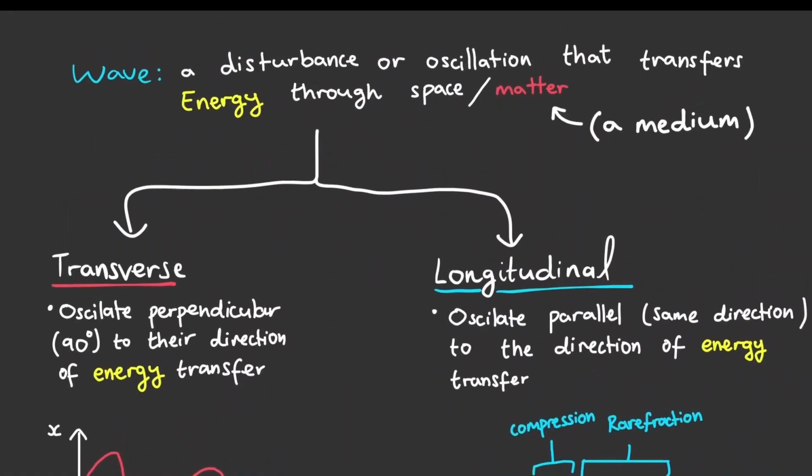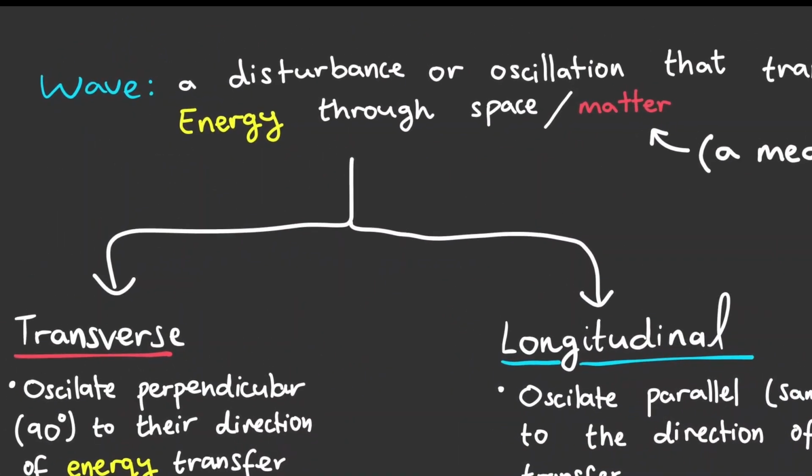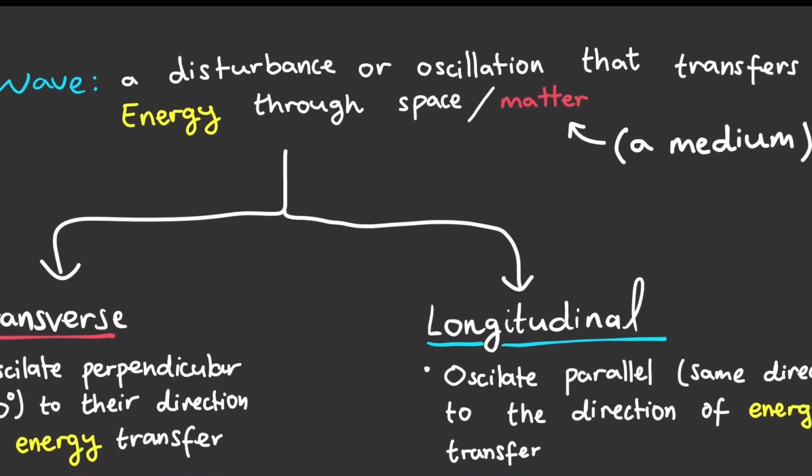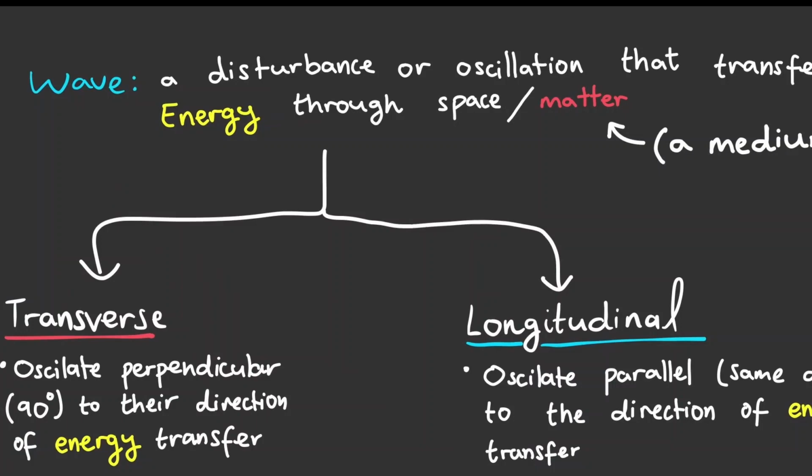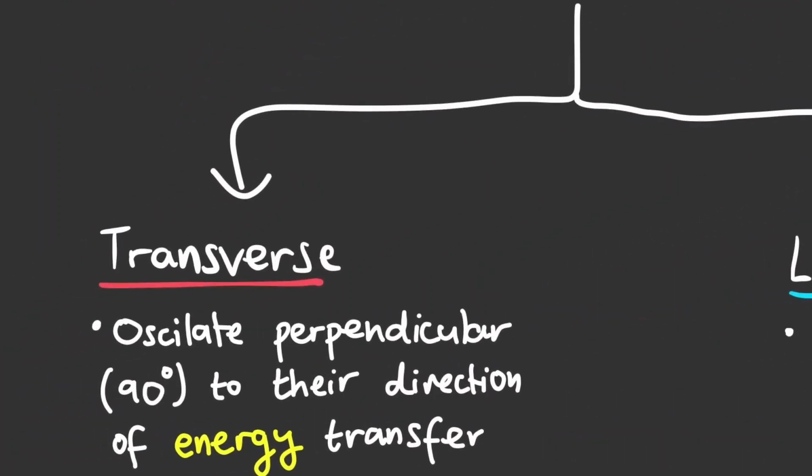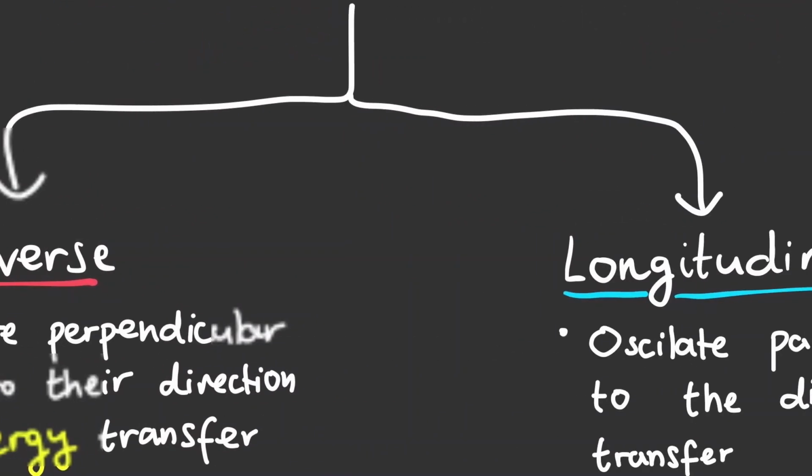Well, a wave is a disturbance or oscillation that transfers energy through space or matter. And the matter that waves oscillate through are referred to as media, for example, air and glass. There are two main types of waves, transverse waves and longitudinal waves. But let's start talking about transverse waves first.